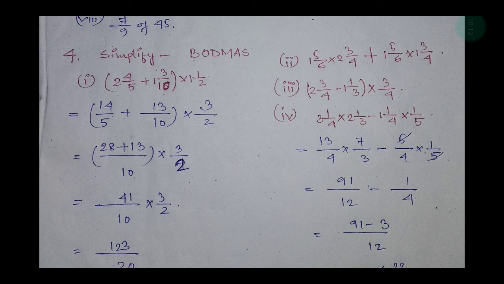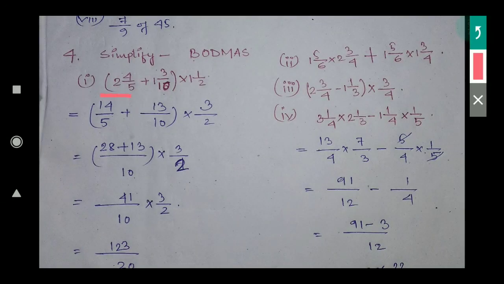So here see, bracket is given, addition is there, multiplication is there. So which one do you have to do first? You have to do the bracket. So first I will complete the bracket work. Inside the bracket, addition is there, so that work I have to do. Before doing that, I have to write the mixed fraction as an improper fraction. Here it is given 2 4 by 5, which means 5 2s are 10 plus 4, 14 by 5, and then 13 by 10. Okay, so this work I need to complete because the bracket is given.